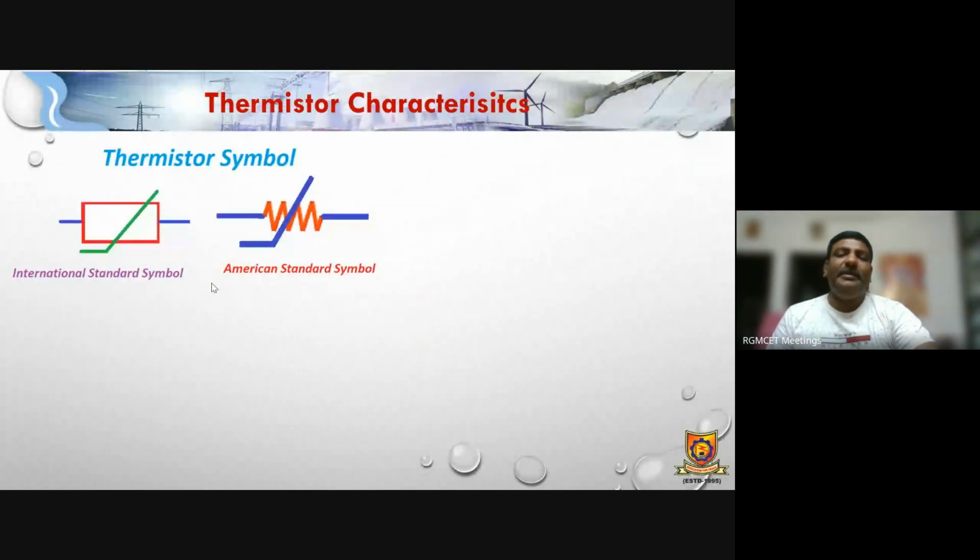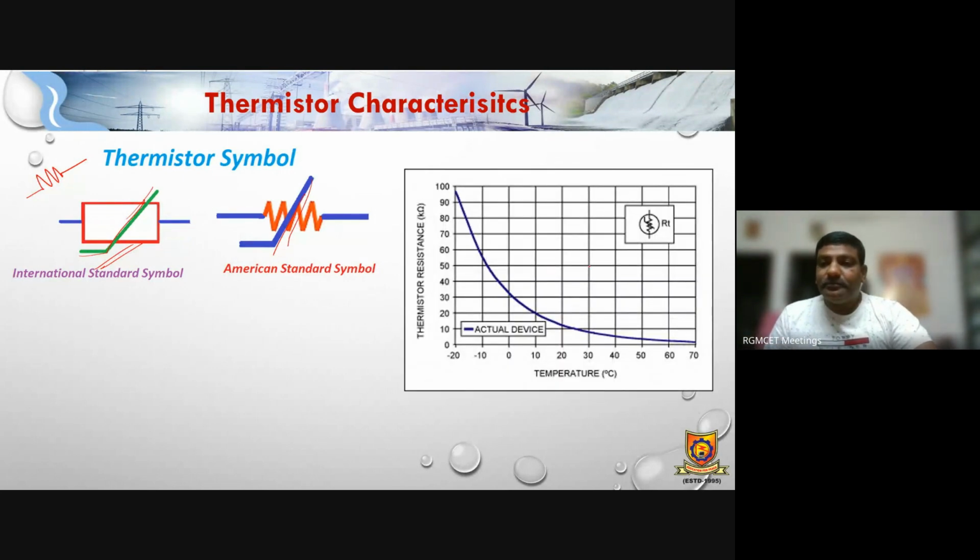So the thermistor can be represented with this symbol, which follows the international standard. Normally a resistor we can represent like this, but a thermistor can be represented as a line like this, right? Or this is the one. So nothing but it is going to be varied. Okay, these are the temperature versus resistance characteristics, right?